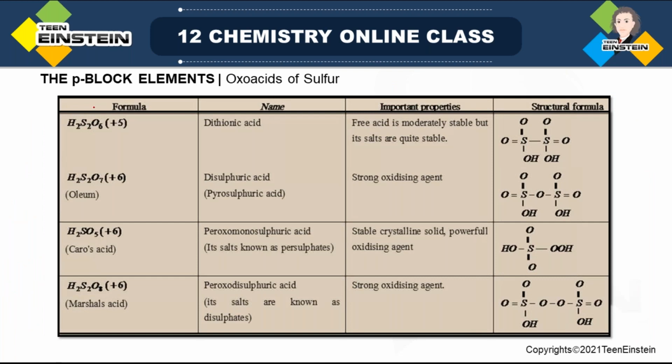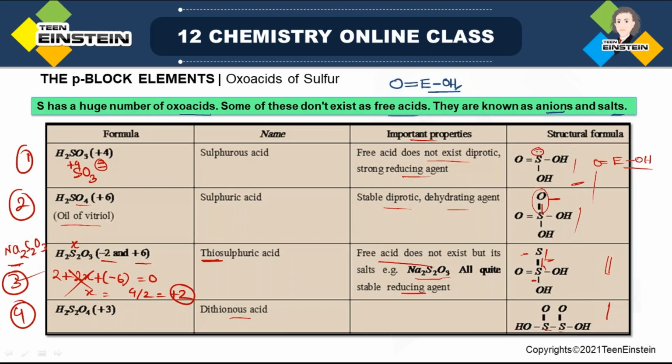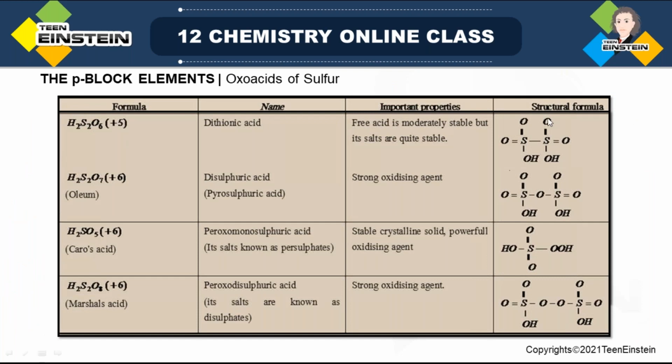Number 5. Now see, this is the structure, H2S2O6. Just compare with the previous structure, H2S2O4. Now you have 2 oxygen extra, that means O6, and 2 oxygen extra means 2 double bonded oxygen extra, one for each sulfur.